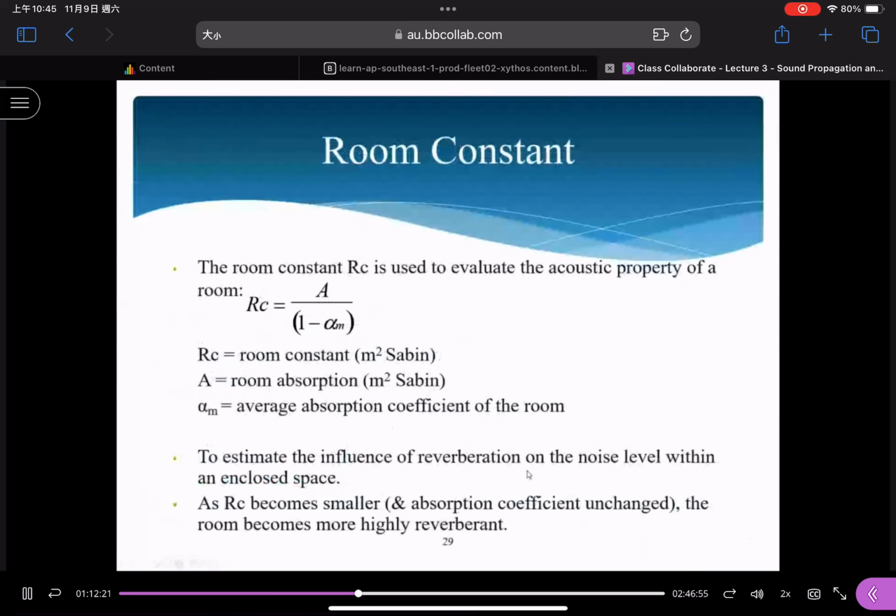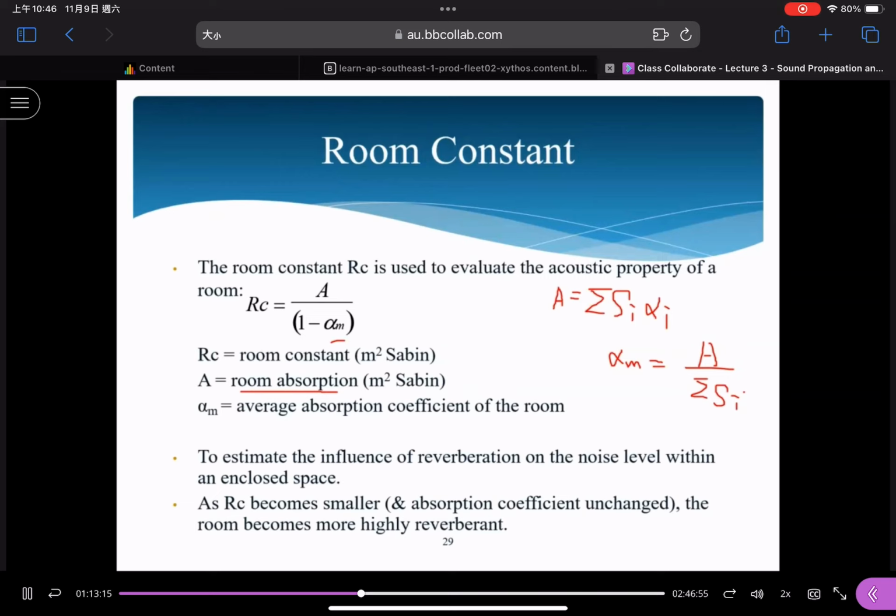Now, I introduced this to you before in the first half. A is the total absorption. When you reverse this, A is the room absorption. How to calculate A? If we consider this a rectangular room, you have to sum up all the surfaces, with each surface having its corresponding absorption coefficient. And how to calculate the average absorption coefficient? The average one, alpha m, is equal to A, the total absorption derived from all surfaces, divided by the total surface area. So we know how to calculate the values A and alpha m.